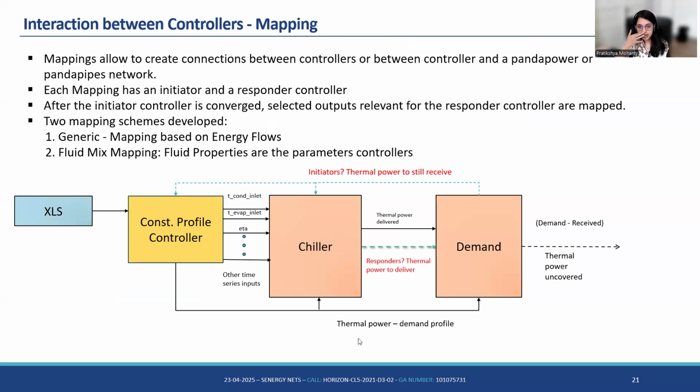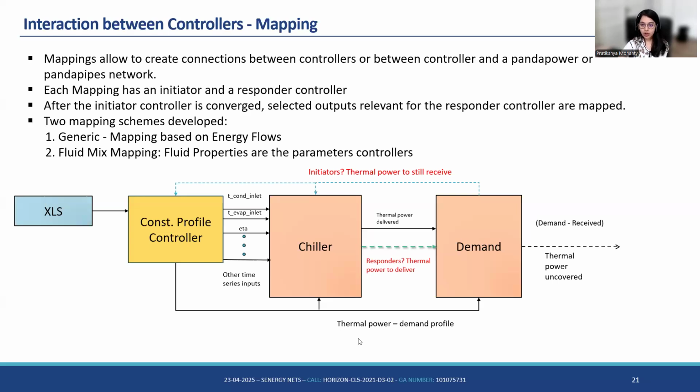In our case, we have mapping, which is the terminology that we use for controllers to communicate with each other. For a very simple example, what we have is a chiller and a demand. So on the left, what you see is an Excel file. For example, it can be a demand profile over different time steps. This is fed into the constant profile controller, and the constant profile controller basically generates a time series for this and provides this to the chiller controller and the demand.